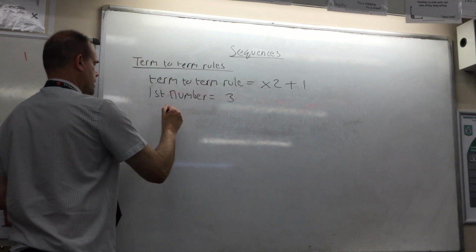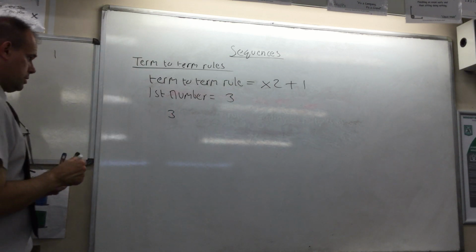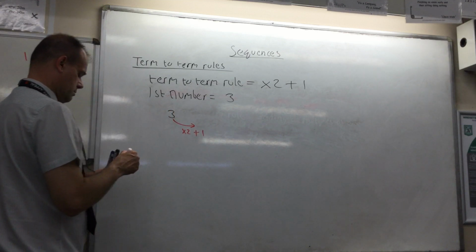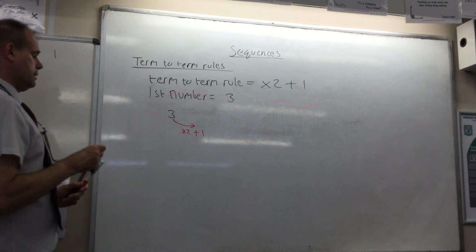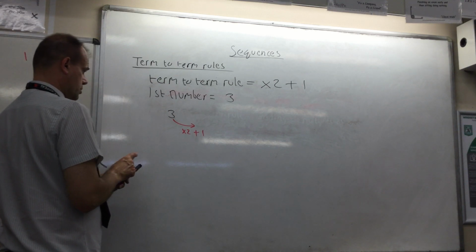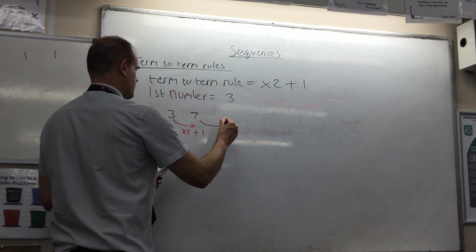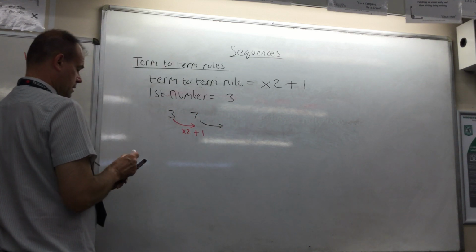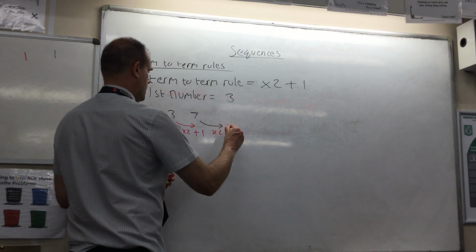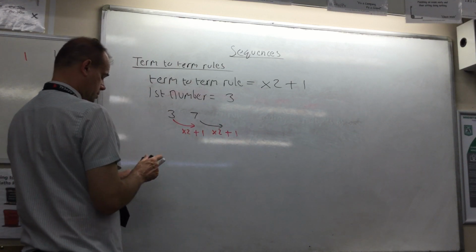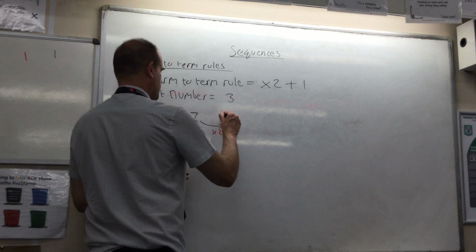So you start with 3, and we know what we do term to term. We multiply by 2, double it, then add 1. So, you calculate that if you're given it in the test. 3 times 2 is 6, add the 1 would make 7. Next one, again, times by 2, add on 1. 7 times 2 is 14, add 1 is 15, and so on.